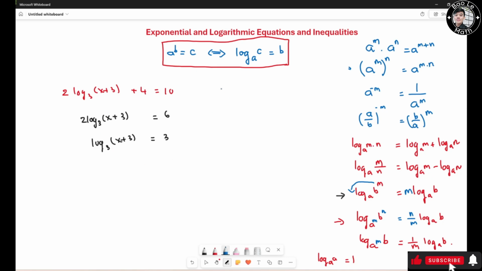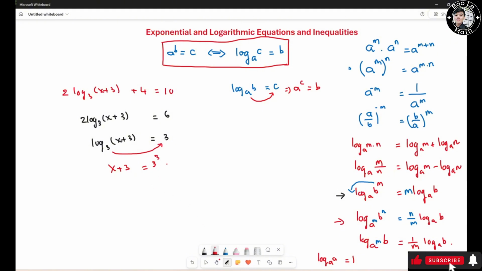Now we know that log base a of b equals c, right? So in order to convert it to exponent form, you're going to do it like this. a raised to the c equals b, right? So you draw an arrow like this. So you have s plus 3 equals 3 raised to the third, right?